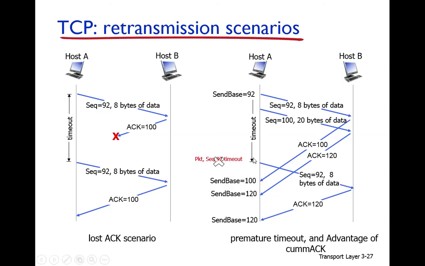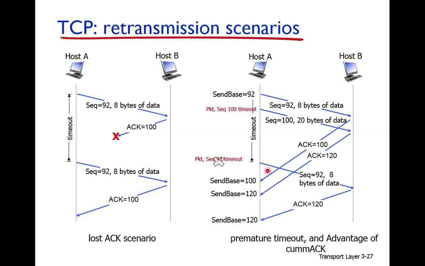Now we can see that this packet is sent and its acknowledgement is not received. So the packet with sequence number 100 becomes the oldest one, and the timeout will be set for this packet. You can see that the timeout is set for the packet with sequence number 100.